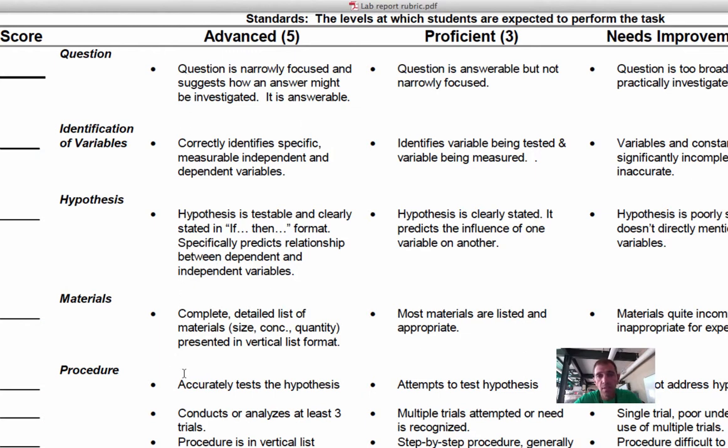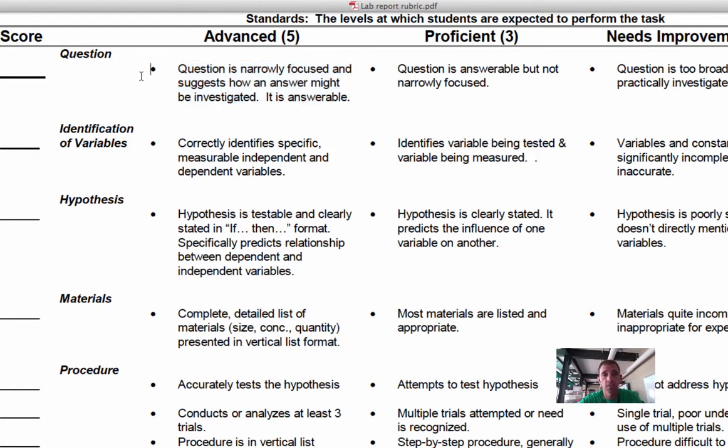There are 13 indicators that I'm going to use to grade your performance on the lab report. Each of the indicators has three possibilities or three outcomes. And again, what I want to do is to try and focus on you obtaining an advanced. So I'll go through and explain what each of these means at the advanced level, and you can kind of figure out what the proficient and needs improvement is going to be about.